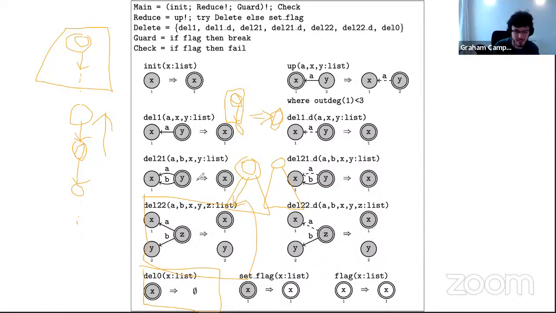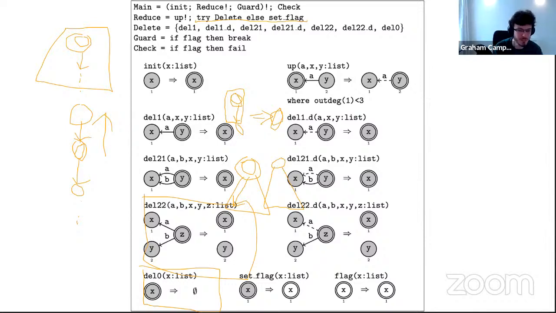And if you're ever in a situation where you're locally not looking like a binary DAG, then you're going to fail. So if none of these delete rules apply, what happens is that you get this try delete else set flag. If none of these delete rules are applicable, then you're going to set a flag. Essentially, we're just going to mark or unmark a node. The purpose of this guard is to check: did we set the flag? It's a technicality to allow us to break out of this outer loop, right?